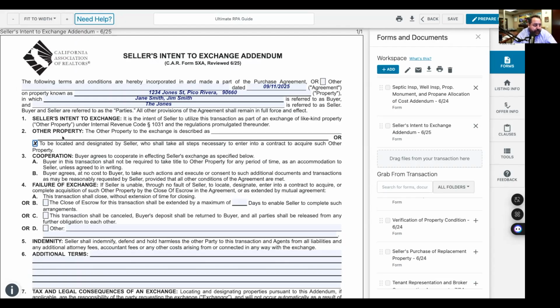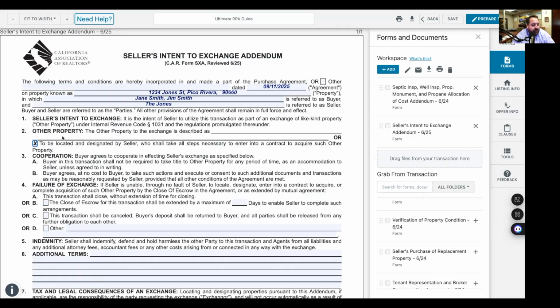So the next section, B, is the close of escrow for this transaction shall be extended by a maximum of, pick days, 30 days, 45 days, whatever it is, to allow you to complete the arrangements. Okay. So we could build in an extension from the beginning. Or C, this transaction shall be canceled. Buyer's deposit shall be returned to buyer, and all parties shall be released from any further obligation to each other. So you could set it up that way, similar to a contingency of finding a replacement property. We're going to extend the escrow, or we're going to cancel the escrow, or we're going to close it. It doesn't matter, but you choose here as the seller.